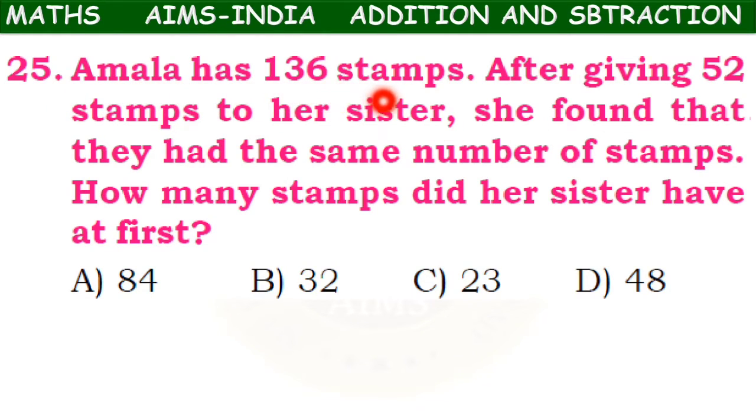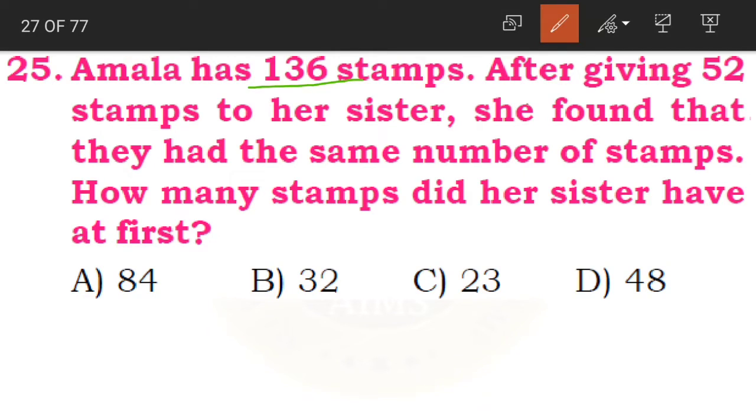Amala has 136 stamps. After giving 52 stamps to her sister, she found that they had the same number of stamps. How many stamps did her sister have at first? See, children, Amala is having what? 136 stamps. Okay. After giving 52 stamps to her sister, she found out that they had the same number of stamps.